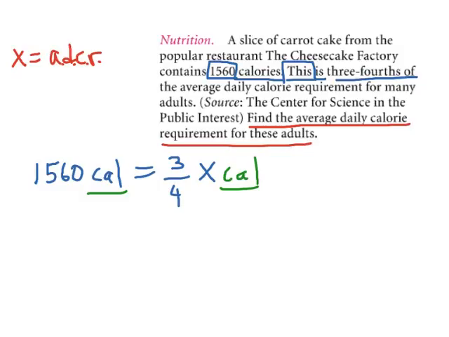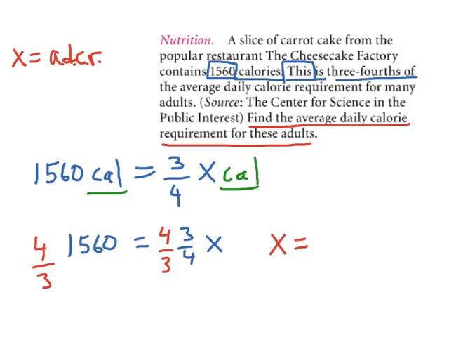Alright, once you get the equation, people usually don't have a big problem. Solve this equation, I mean. I'm just going to write it down without the units in there to clean it up a little bit. To solve this equation, it's very similar to the last problem we did. We have to get rid of the fractions. So we multiply both sides by 4/3. We grab our calculator. X is, my calculator gives me 2080. And the units would be calories.